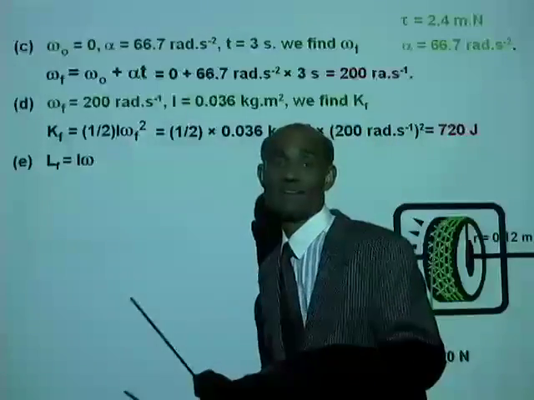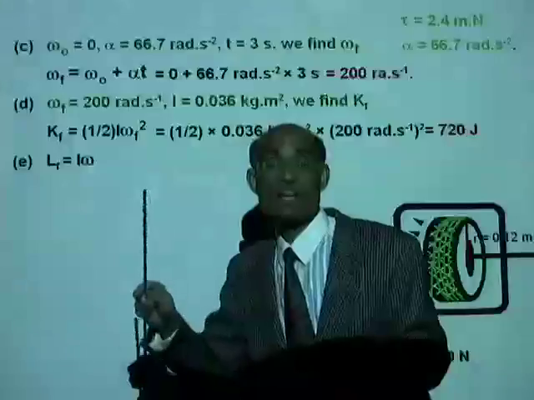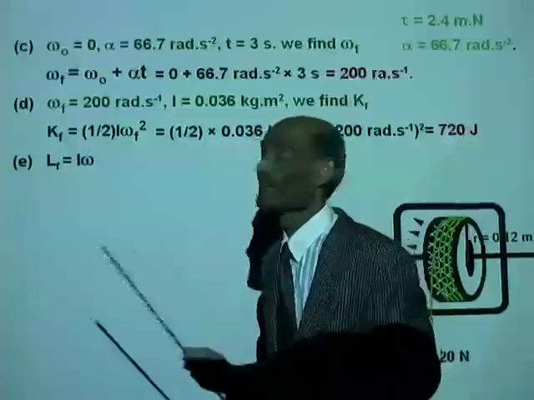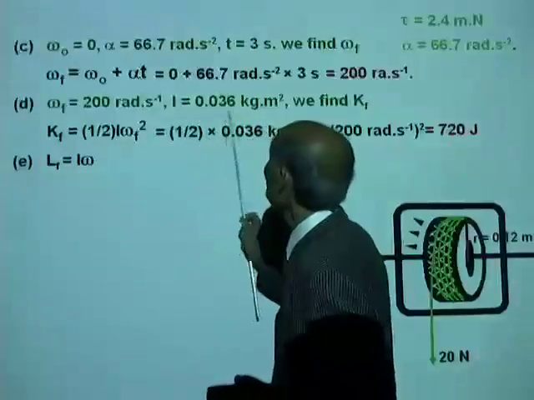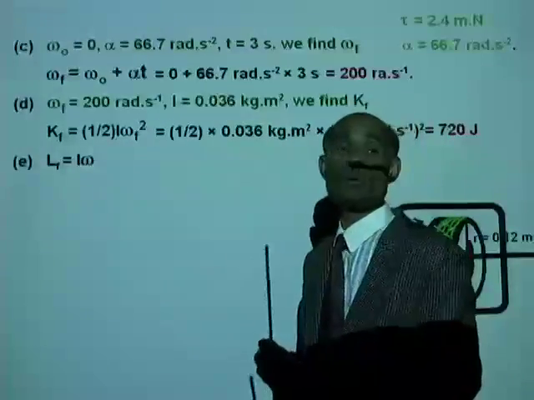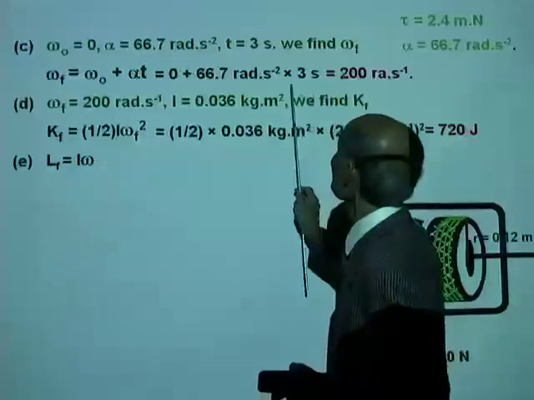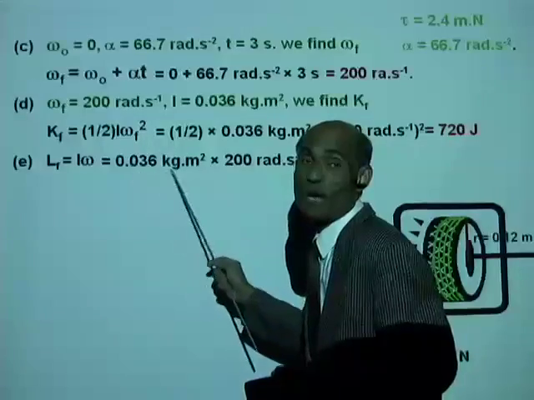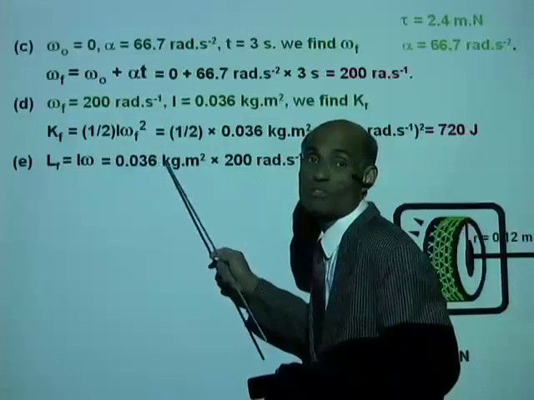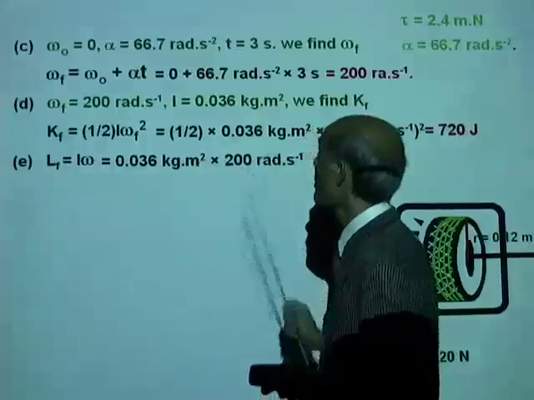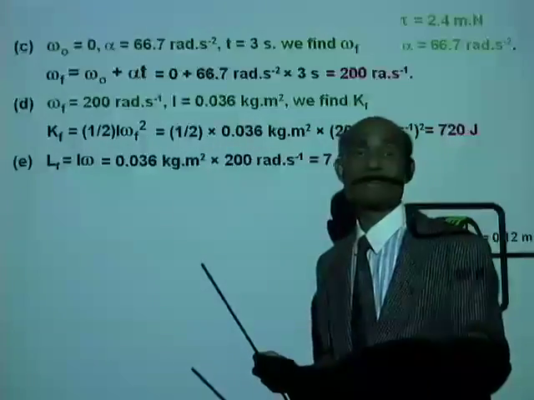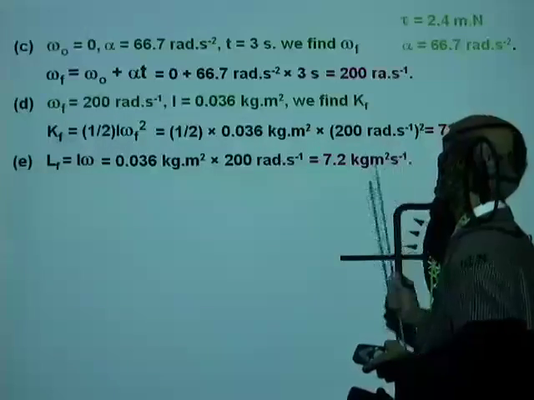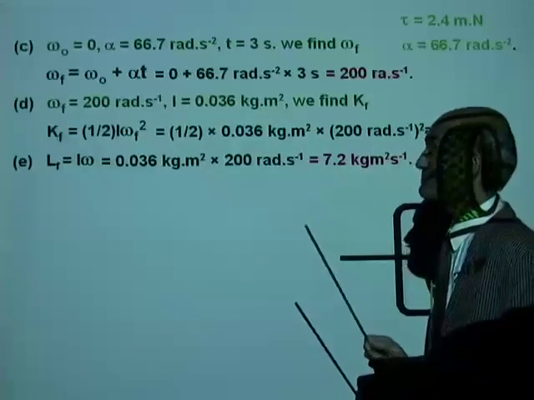What is E? Angular momentum. What is the angular momentum at that time? Angular momentum equal to I omega. Again, we know I, 0.036 kilogram meter squared. We know omega. We have the omega value. Therefore, angular momentum is 0.036 kilogram meter squared times 200 radian per second. That is 7.2 kilogram meter squared per second.